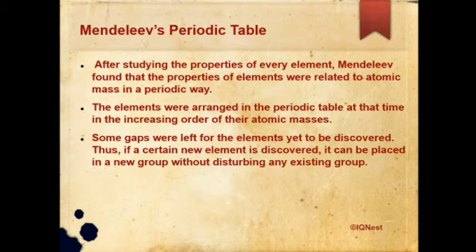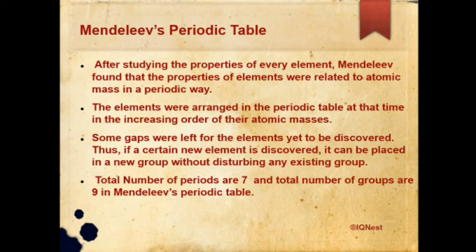Some gaps were left for the elements yet to be discovered. Thus, if a certain new element is discovered, it can be placed in a new group without disturbing any existing group. The total number of periods are 7 and the number of groups are 9 in Mendeleev's periodic table.